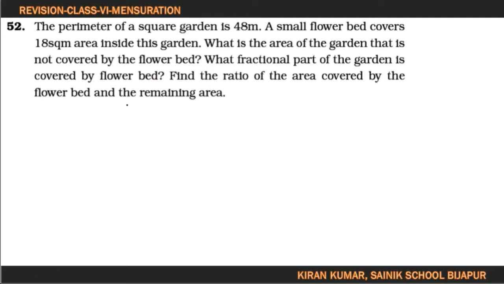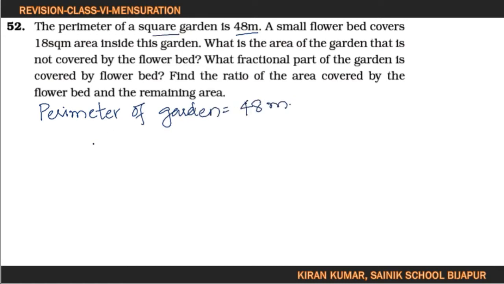In this question, we are given the perimeter of the square garden. Let me mention that the perimeter of the garden is 48 meters. Since it is a square garden, we have 4 times the side equal to 48 meters. So I can find out each side. Side will be 48 upon 4. This will be equal to 12 meters.